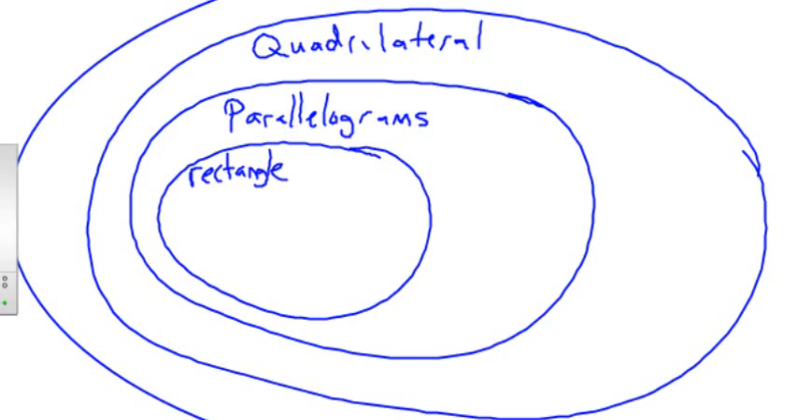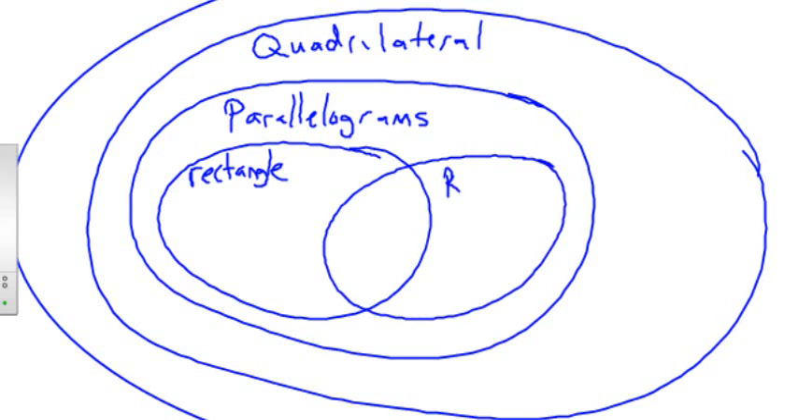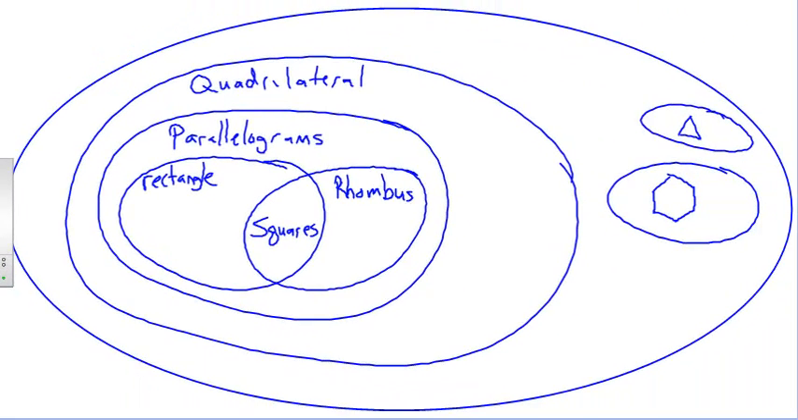But there's also some rhombi which are rectangles. So it's actually going to overlap a little bit with the rectangles here. And this is the set of things that are rhombi, or a rhombus. Now, what's this overlap called? Well, the set of things where the rhombi and rectangles overlap each other, that's the objects that are squares. Because if something is both a rhombus and a rectangle at the same time, then it is a square.